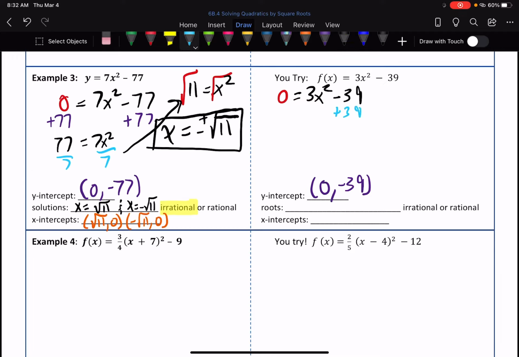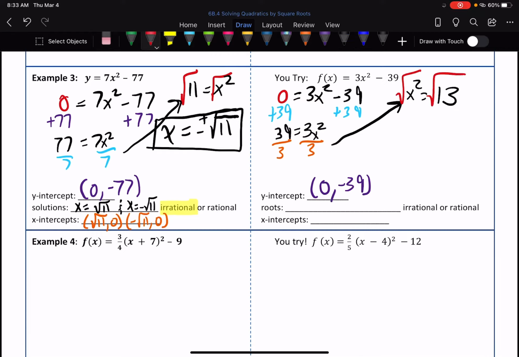First step is to add 39 to both sides. So I have 39 equals 3x squared. But then we want to isolate our x squared, so I'm going to divide both sides by 3. So that gives us that x squared equals 13. I'm now going to take the square root of both sides to solve using the square root method. The square root of x squared just becomes x. And 13 is a prime number, so its radical cannot simplify any further. So I'm going to have x equals plus or minus the square root of 13.